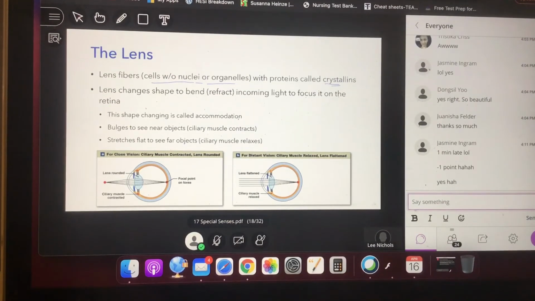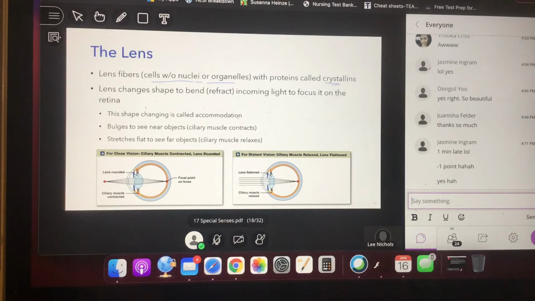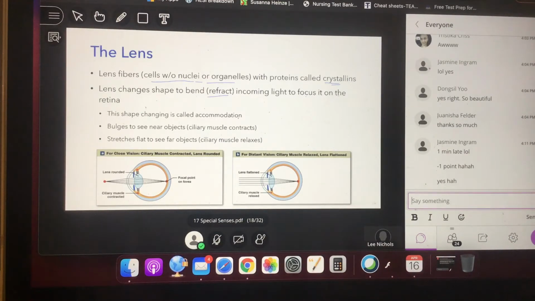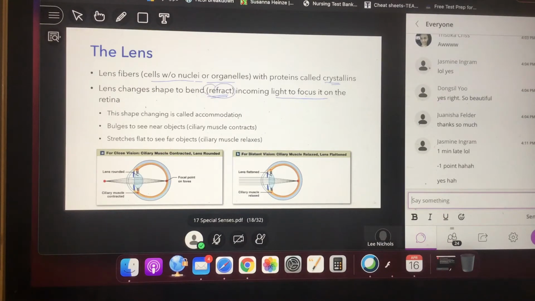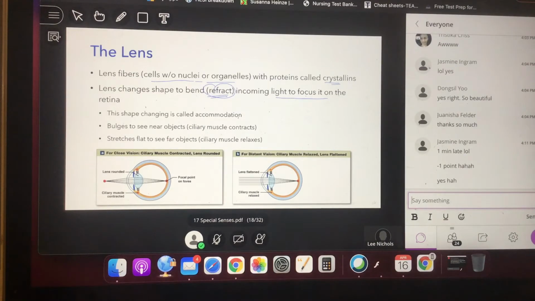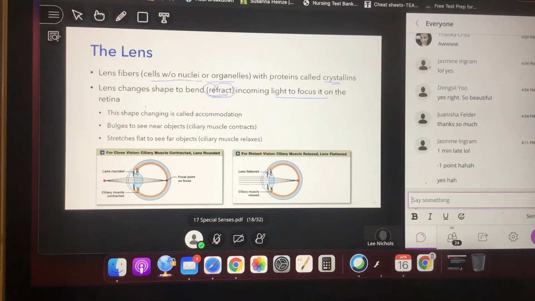Crystallins give the lens a kind of reflective surface. And the major function of the lens is to change shape to bend or refract any incoming light, to house that light on the retina. So refraction is something that you could put as maybe a one-word answer there, where it says, what is the function of the lens?